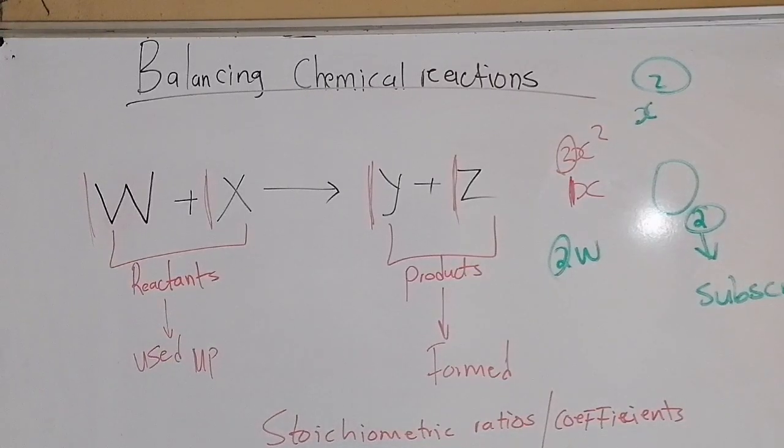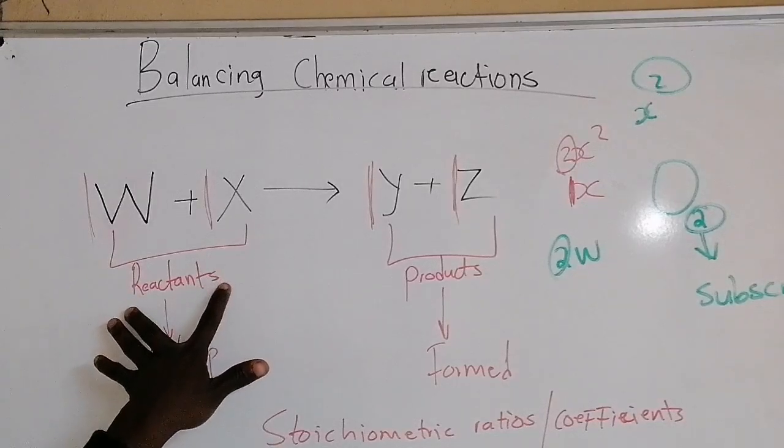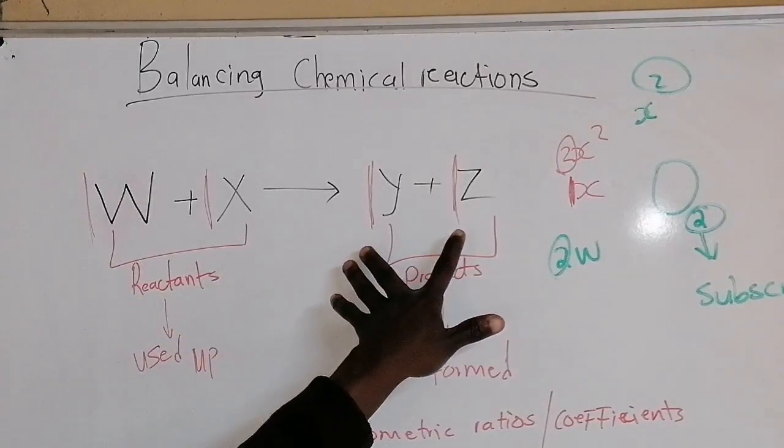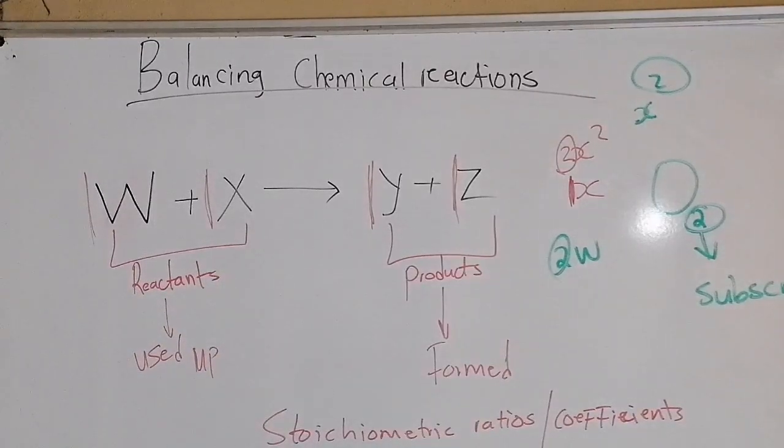So in balancing the equations, it is very important for you to know the stoichiometric coefficients as well as the subscripts. Basically, when you balance the chemical reactions or chemical equations, you need to make the subscripts on the reactants equal to the subscripts of the product.